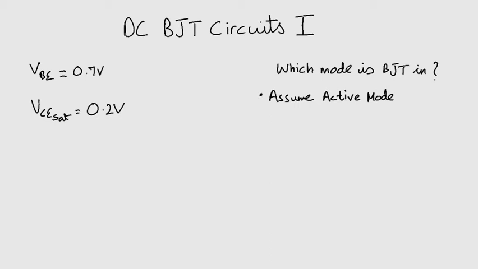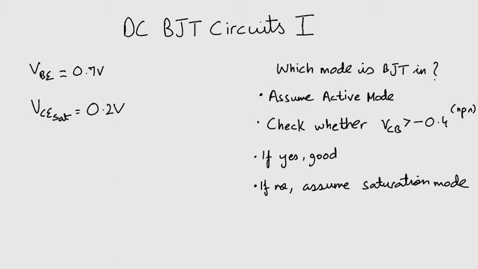Firstly, assume that the transistor is in active mode. Make all the calculations that you are asked to do. Then check for consistency of the results with the assumption of active mode operation. That is, VCB is greater than minus 0.4 or not. That is for NPN. For PNP, the situation is reversed and VCB should be lesser than minus 0.4. Now, if the answer is yes, then your assumption was correct.